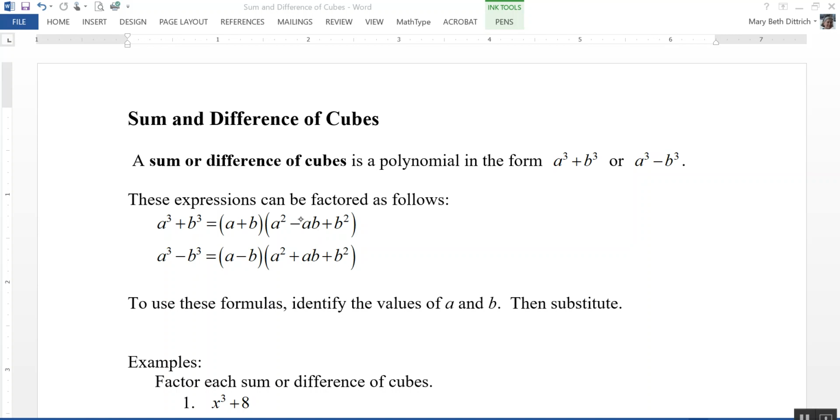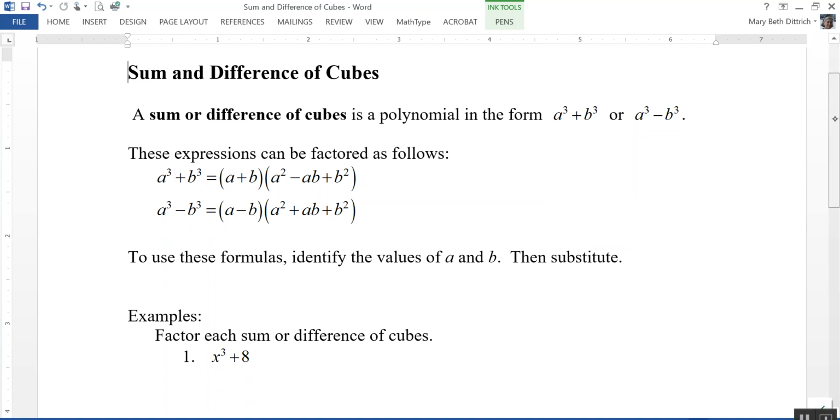But then the sign of that term in the middle of the trinomial is going to be opposite of what you started with. So for a sum of cubes, we're going to have a minus ab. For a difference of cubes, we're going to have a plus ab. To use these formulas, it's easiest to identify the values of a and b and then just substitute them. So let's take a look at a couple examples here.